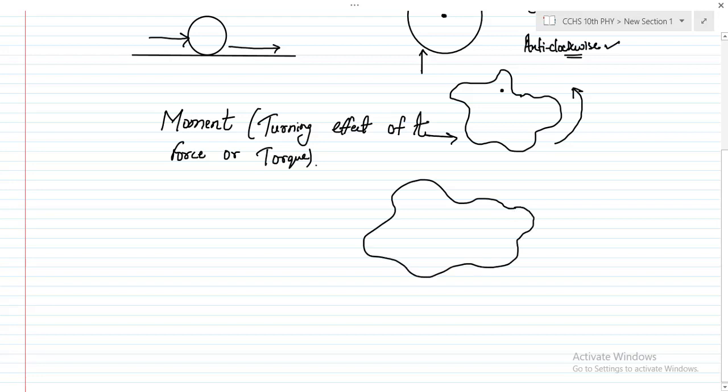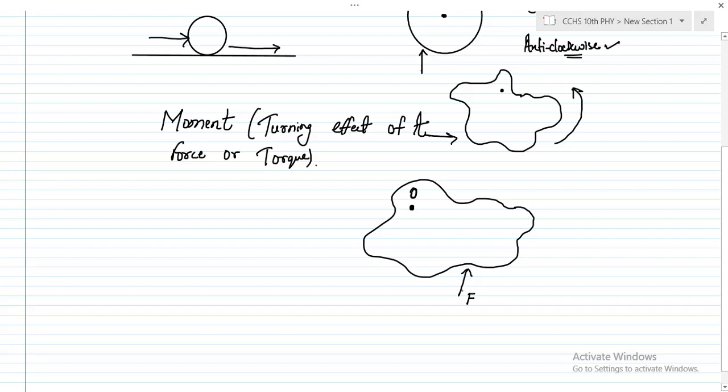So we have a body this way, which is a cardboard simply cut in this shape. Consider a point O. I am considering this point O as the pivot point. So the body is pivoted at point O, and now I am applying a force in this direction, which is considered force F.